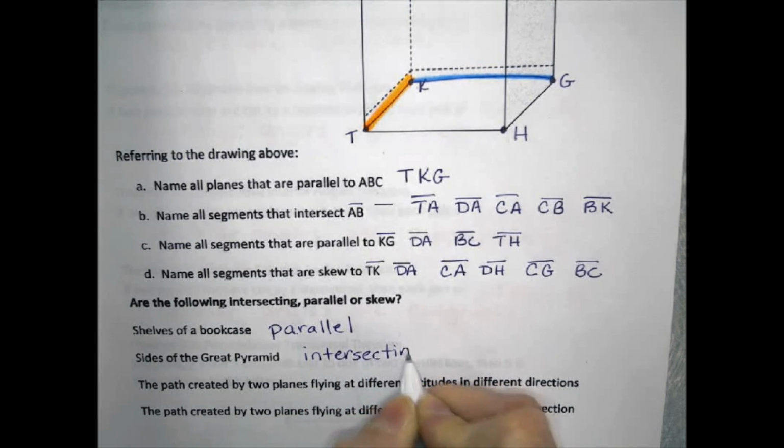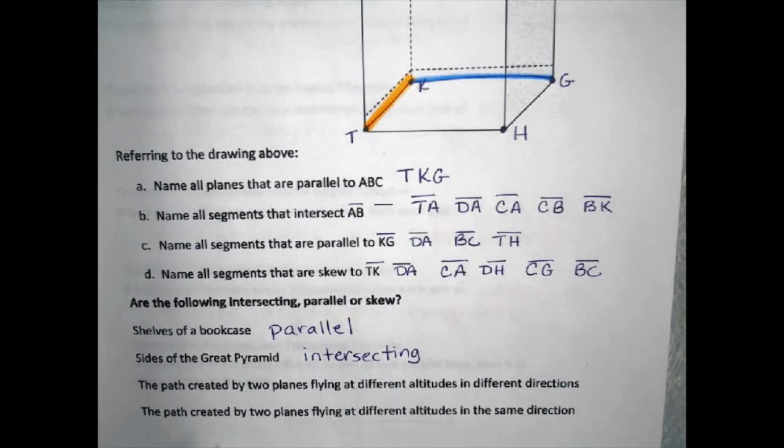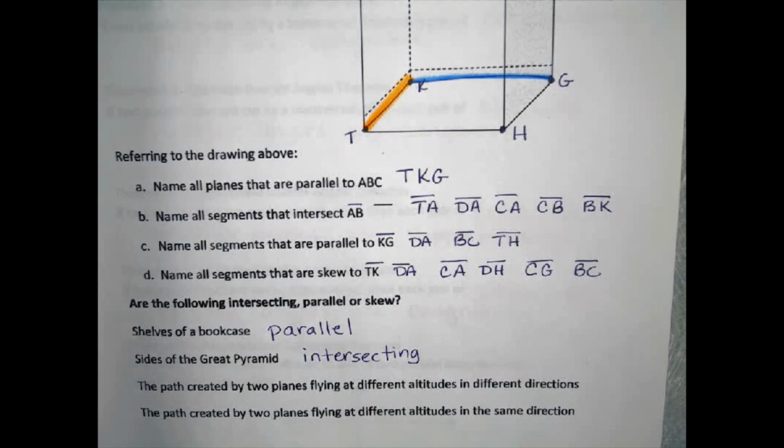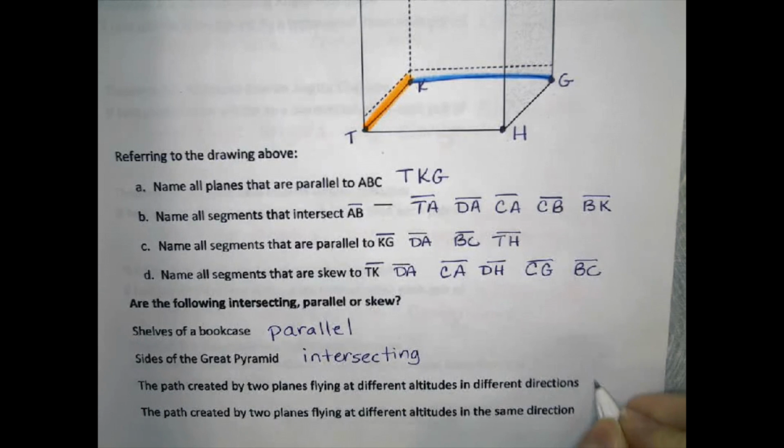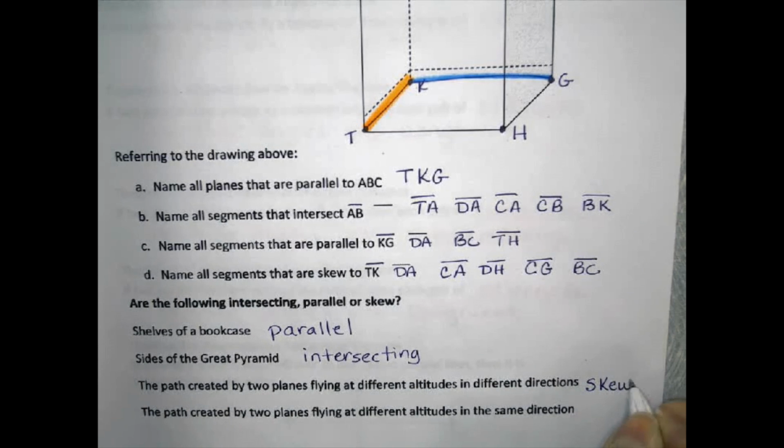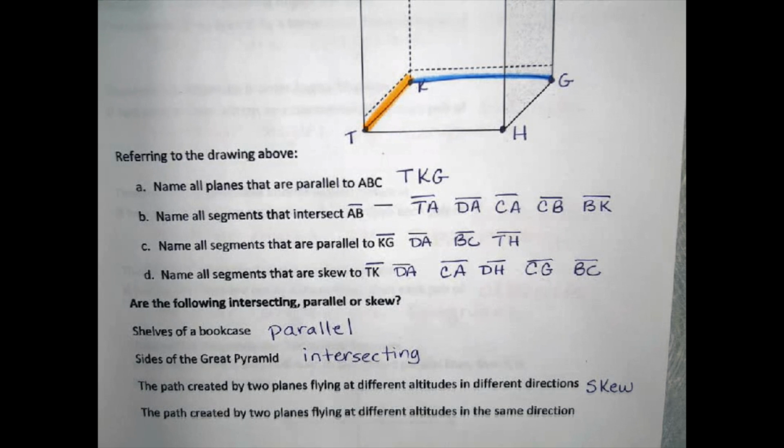How about the path created by two planes flying at different altitudes in different directions? So you have to picture that they are not at the same altitude, therefore they are in different planes, because they're also going different directions. That would be an example of skew lines. The path created by two planes flying at different altitudes but in the same direction could be contained in a single plane, and therefore they would be parallel.